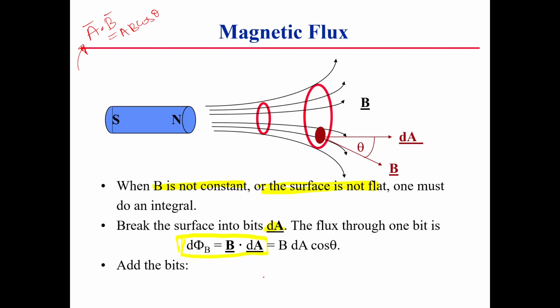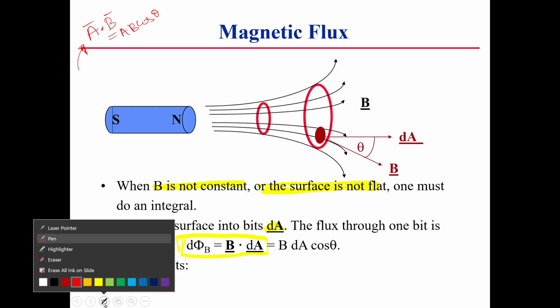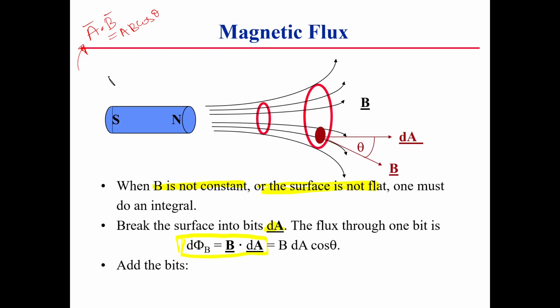So AB cos theta. See here what we have: B dot dA. We have just broken the surface into a lot of small surfaces that are called small dA, as the area is also changing. So in place of A, you can imagine B, and in place of vector B, you can imagine dA. So this is going to be B into dA into cos theta. What is theta? Theta is the angle between these two vectors.